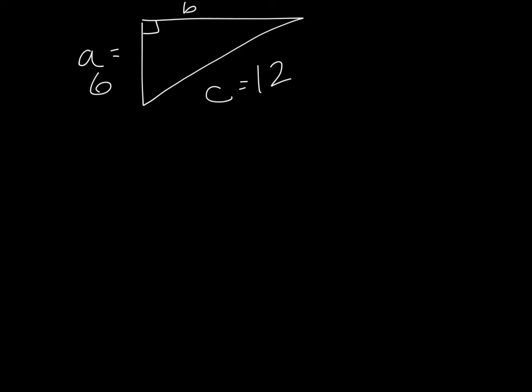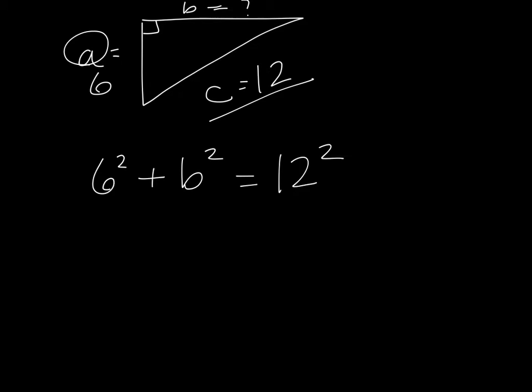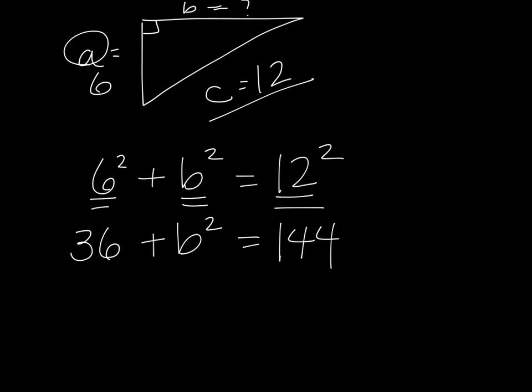Here's another one where I give you one of the legs and I give you the hypotenuse and I want to know what the other leg is. And there's a right triangle, so we're going to use the Pythagorean theorem. 6 squared plus b squared equals 12 squared. This is a, we don't know what b is, and this is c. So let's do it. 6 squared is 36 plus b squared equals 12 squared is 144.